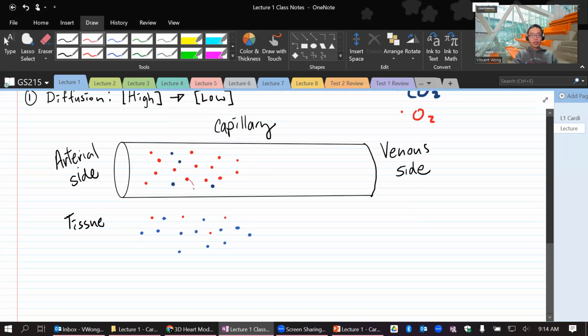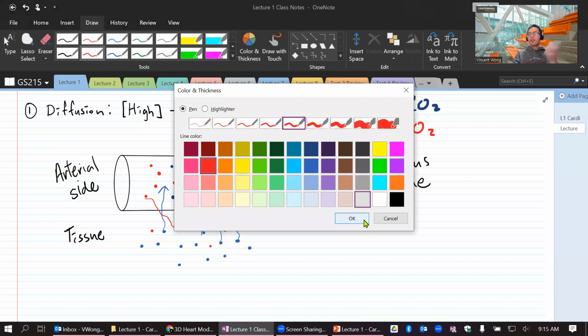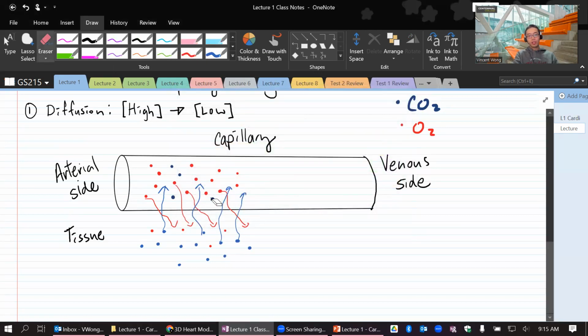Just by diffusion alone, the oxygen will leave the capillary like that, from high concentration to low concentration. And similarly, the carbon dioxide will come in. These things are moving down their concentration gradient, just spontaneously. Afterwards, the blood will become flipped, so to speak. It's going to be different than before because of all the oxygen leaving. Now you will have less oxygen, but more carbon dioxide.